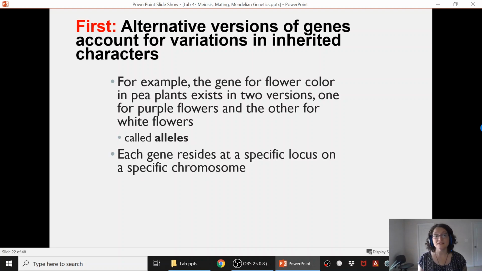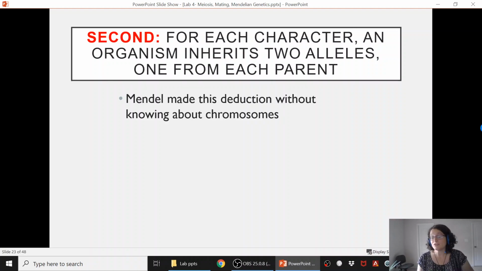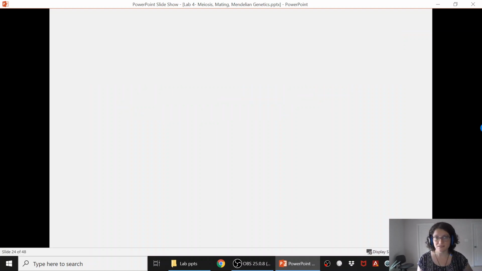These are alleles. Each gene, now that we know what a gene is, resides at a specific spot on a specific chromosome, and each chromosome may have a different version of that allele. And for each character, an organism inherits 2 alleles, one from each parent. He didn't know what chromosomes were, but it was the only way that his data made sense.